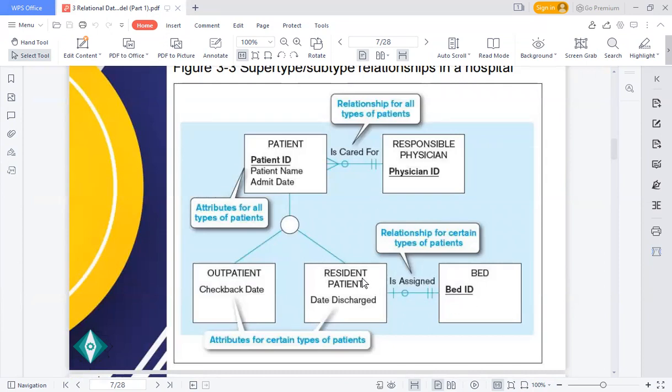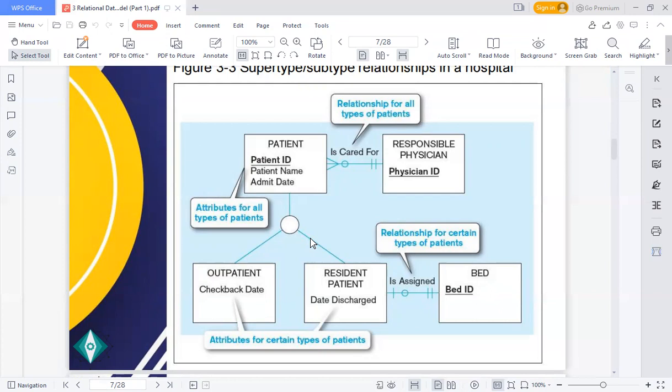But the relationship between a subtype and another entity is exclusive for that subtype alone. It will not be affecting the supertype and the other subtype. So this particular relationship between a subtype and another entity is exclusive for that particular subtype.